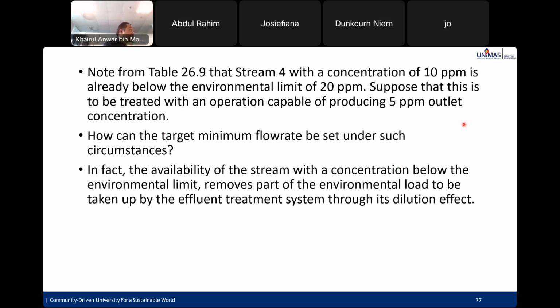Suppose that this is to be treated with an operation capable of producing 5 ppm outlet concentration. So how can we target the minimum flow rate under such circumstances?